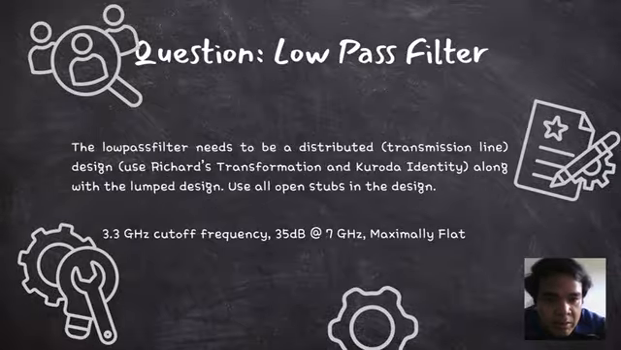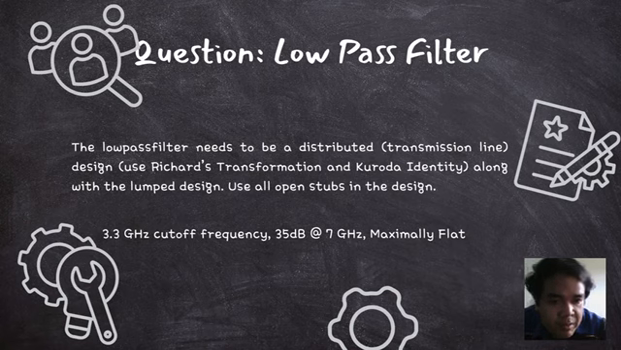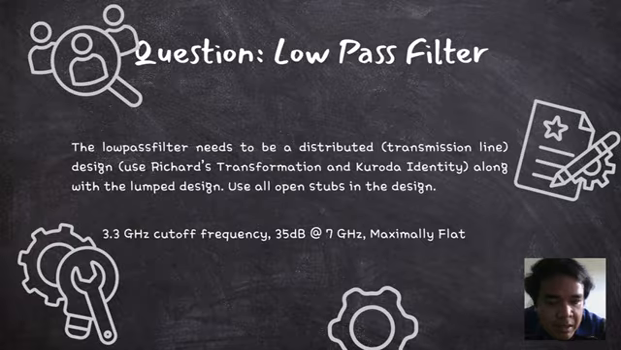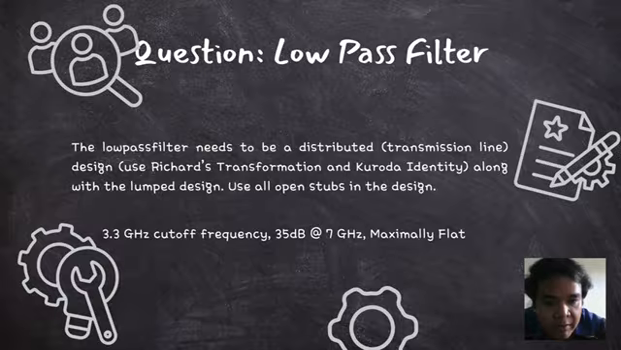Okay, let's take a look at the specific design construction. For our low-pass filter, we were tasked with designing a filter with a 3.3 GHz cut-off frequency that achieves an attenuation of at least 35 dB at 7 GHz. The response type specified is maximally flat.